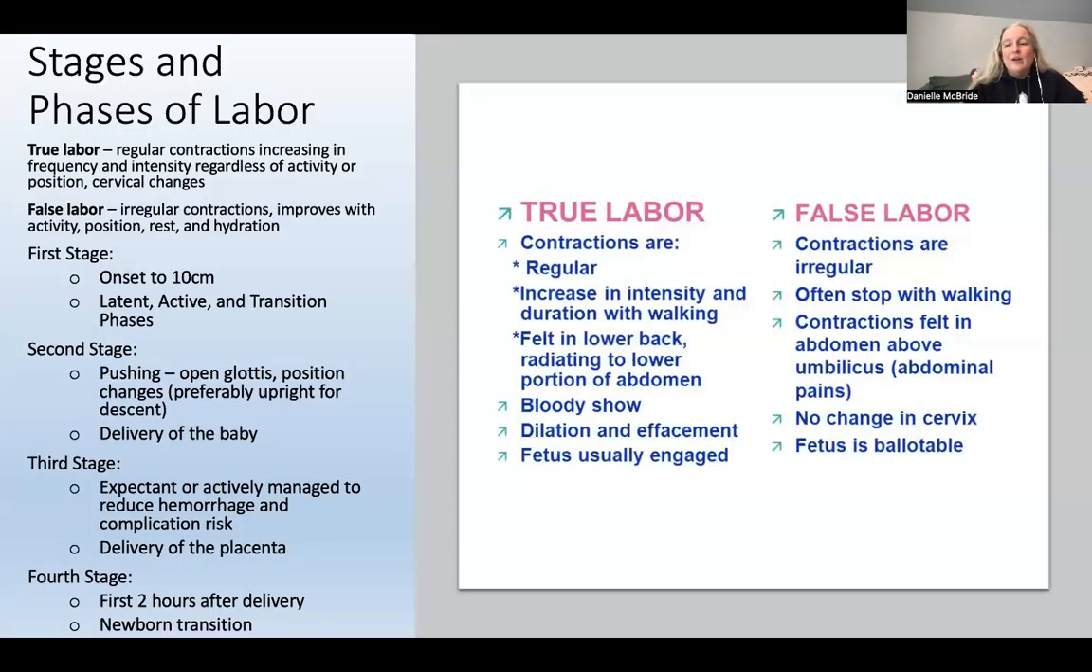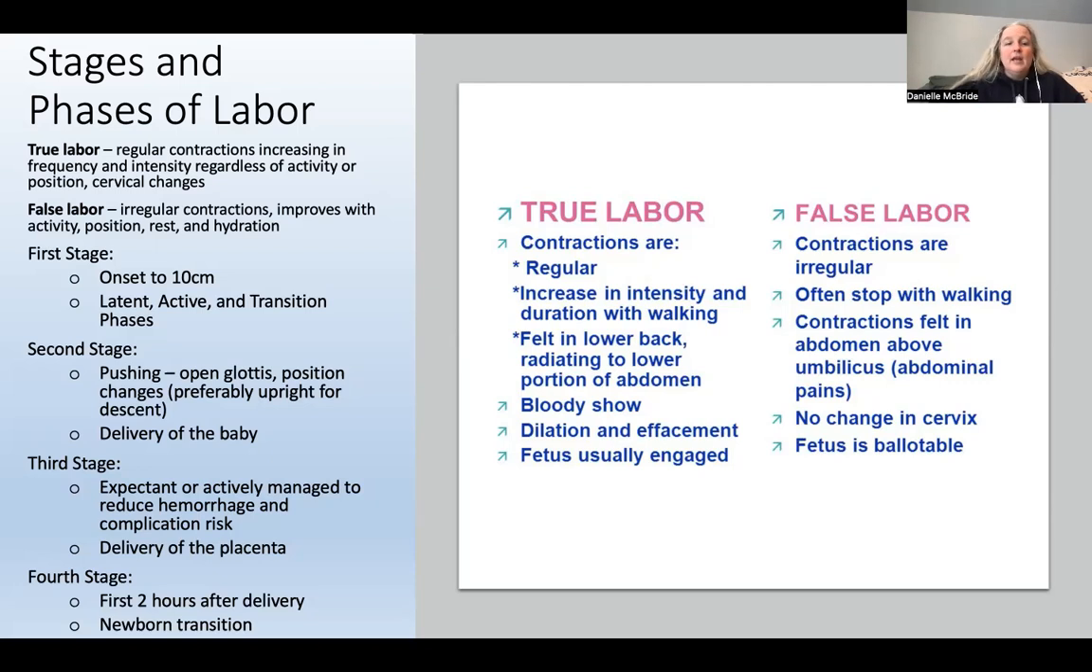So labor, how do I know? I can't tell you how many patients have come in, they're having contractions, they think they're in labor, and they go home. How do I know to send them home? The thing to consider is true labor versus false labor. There's a few things that affect this.